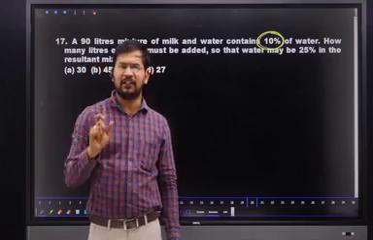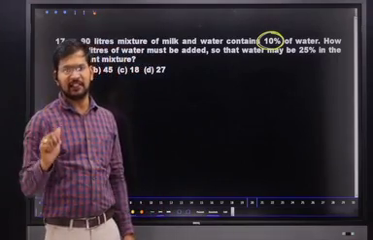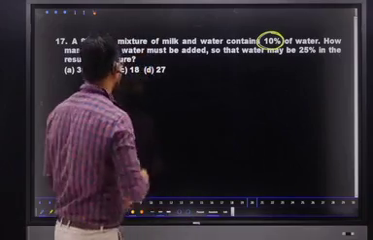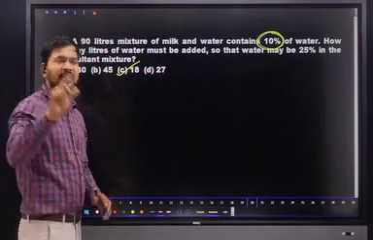Initially 9 liters of water is there. Finally I need 27 liters of water. How much do I need extra? 18 liters extra. So your answer is what? 18 liters. Option C is the right answer.